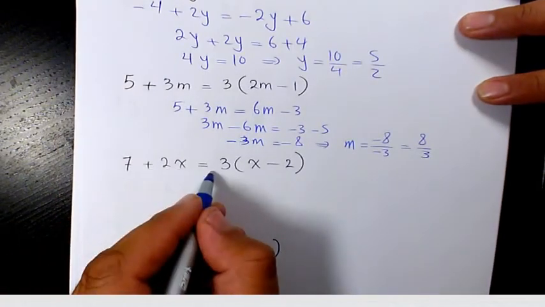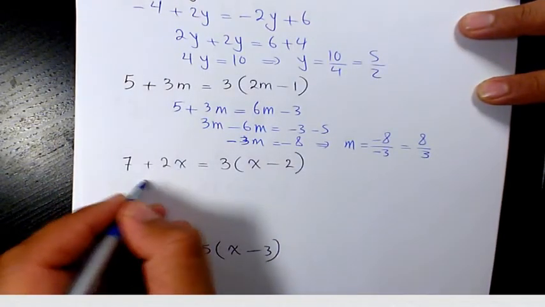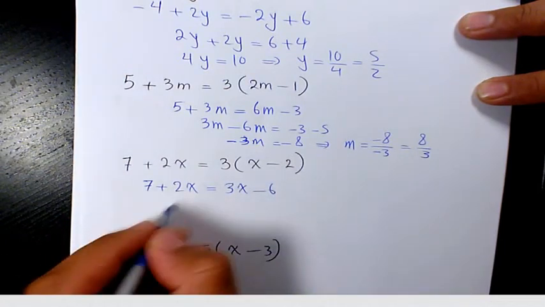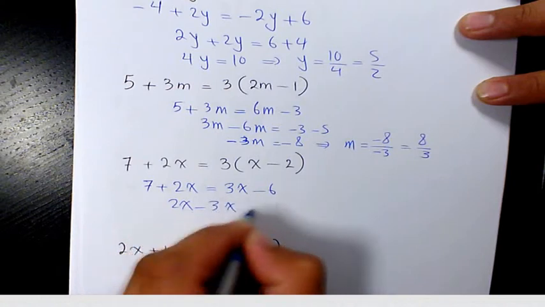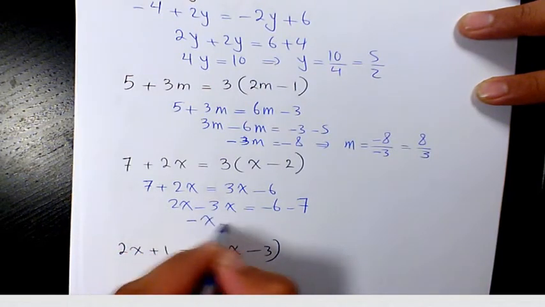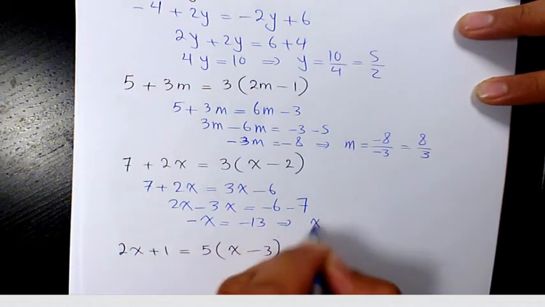7 plus 2x equals 3 times x minus 2. So we have 7 plus 2x equals 3x minus 6. So we have 2x minus 3x equals negative 6 minus 7. Because 7 you move it to the right hand side. So it's negative x equals negative 13. So x is going to be equal to 13.